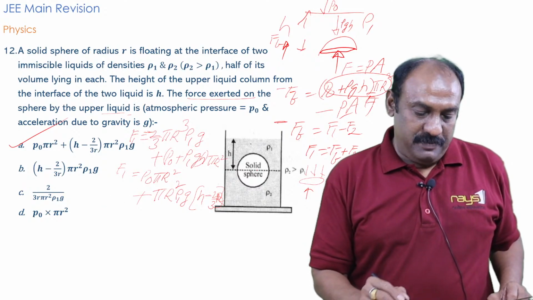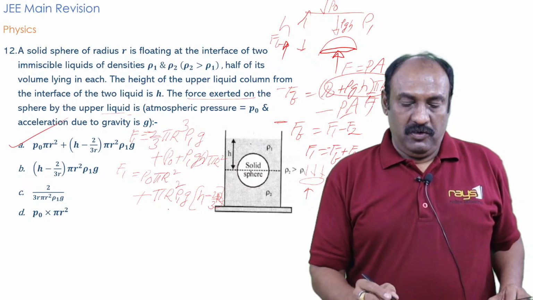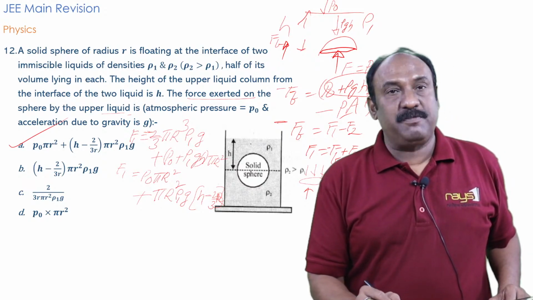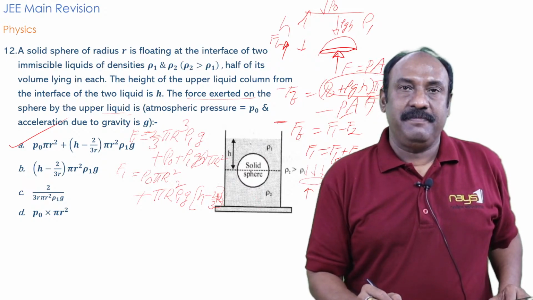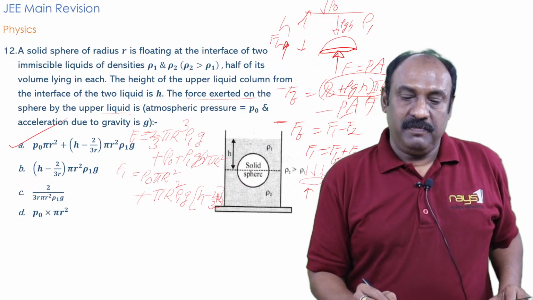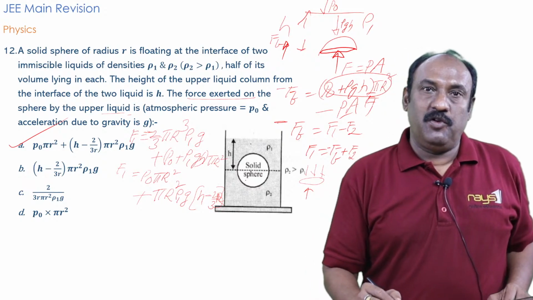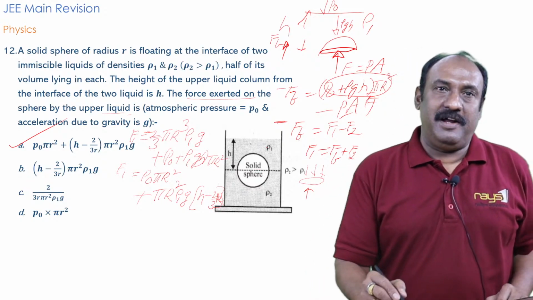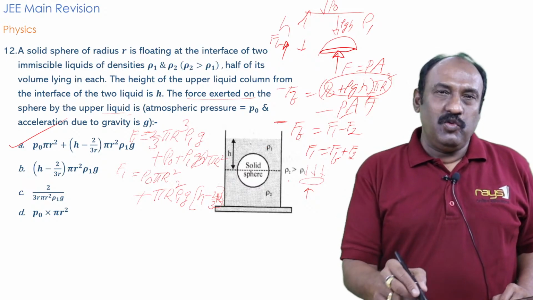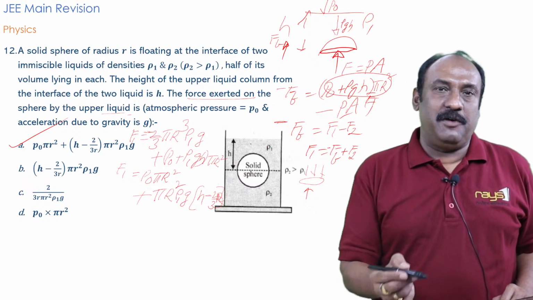So, once again, on this solid sphere, what we want here is the force exerted on the sphere by the upper liquid. Here this half of the sphere experiences an upward force F2 and a downward force F1. The resultant of these two will give the buoyant force Fb in the upward direction.